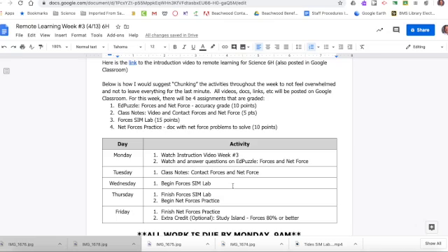Wednesday, begin the forces lab, the sim lab. You might finish it on Wednesday, but I'm supposed to be chunking these in about 20 to 30-minute increments. So in 30 minutes, you might be able to finish it, you might not. Thursday, for sure, finish the sim lab and then start this worksheet, the net forces practice, where you'll be doing some practice problems on calculating net force. Friday, finish that worksheet, that net forces practice.